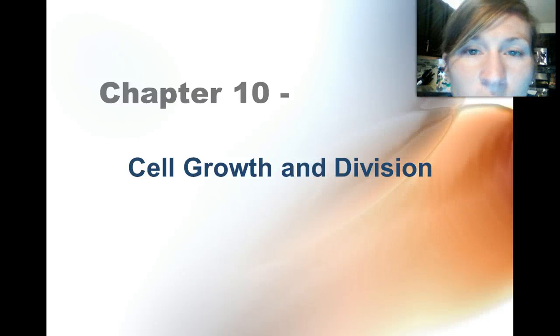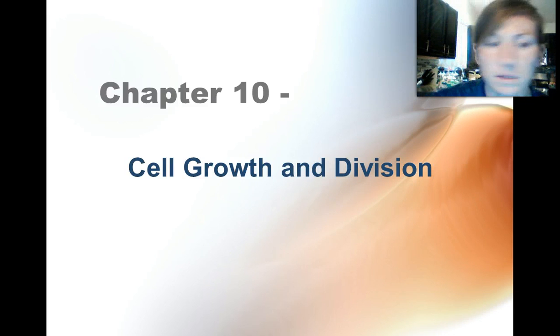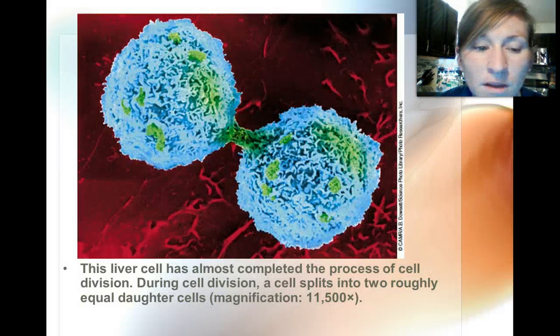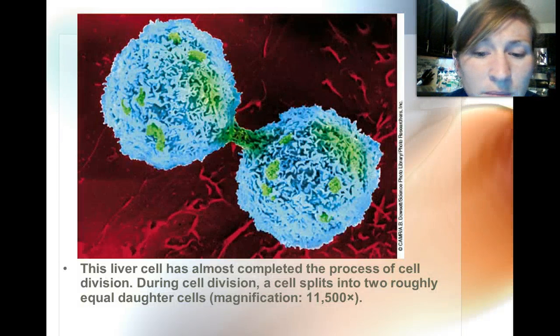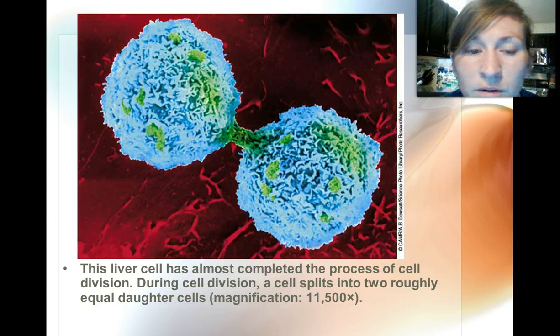Hey guys, we're going to finish up our notes over Chapter 10 concerning cell growth and division. I am going to review some things that we've already talked about as well, so let's get going. Here's a picture of a liver cell that has almost completed the process of cell division. At this point, it looks like we're about to complete cytokinesis, which is the division of the cell. And remember that during mitosis, we split into two roughly equal daughter cells that contain the same genetic information.